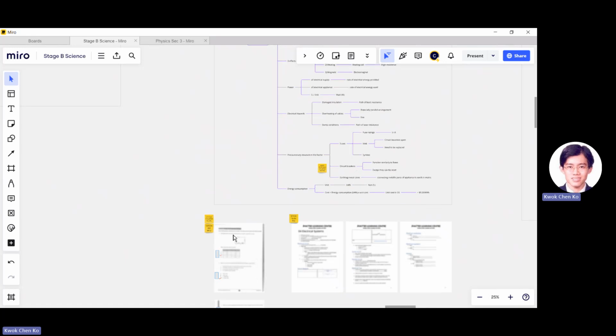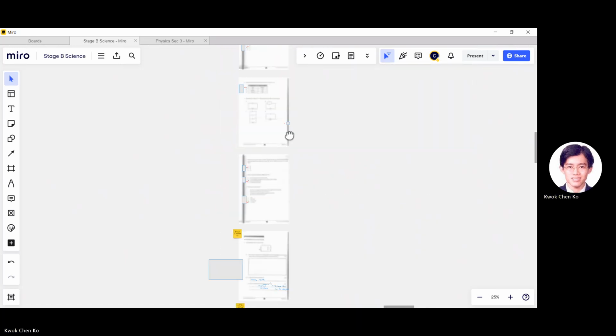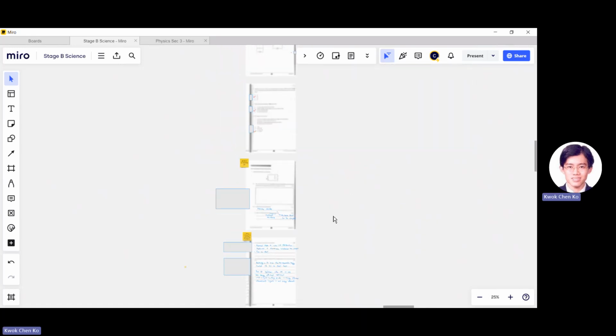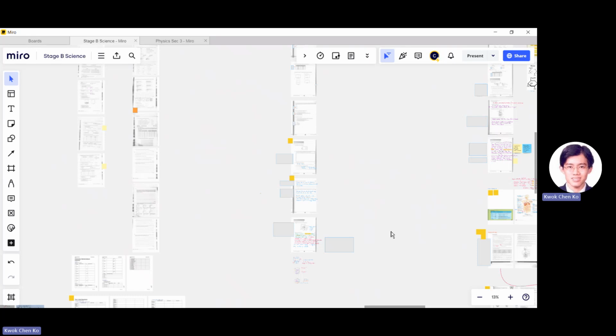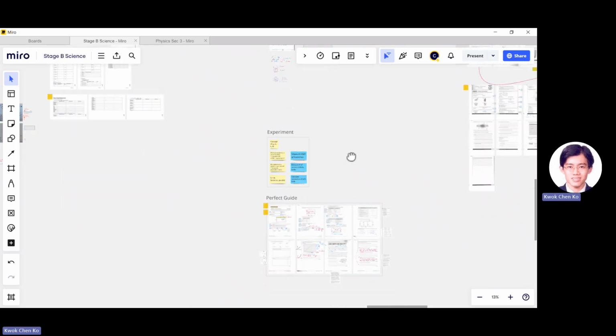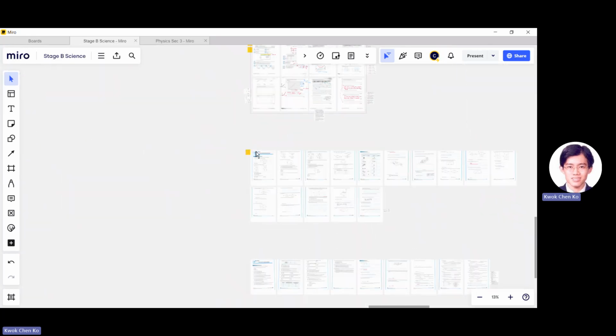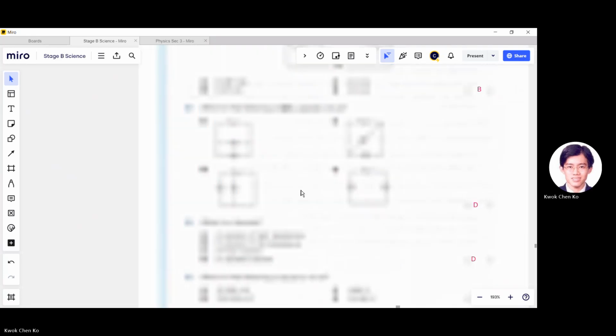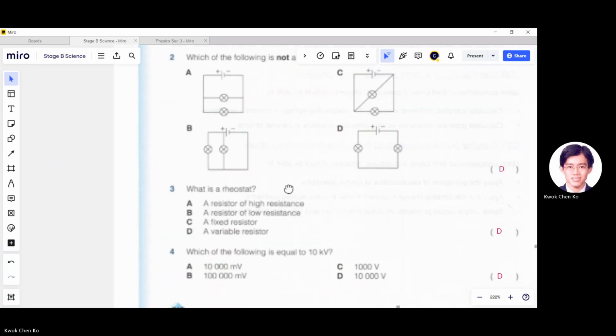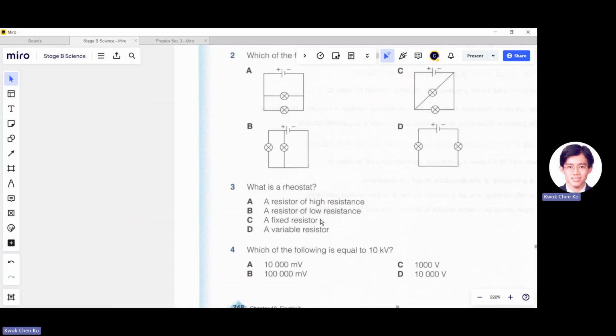Rheostat. Okay, rheostat is okay, let me go to the question. It's a device that can allow you to vary the voltage. It's a variable resistor.